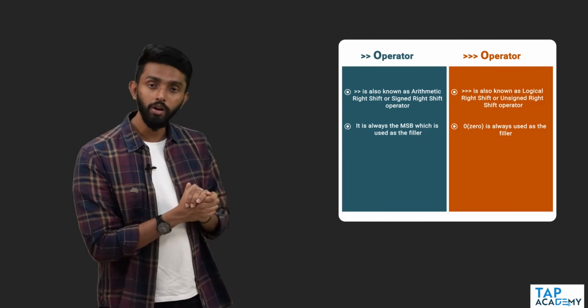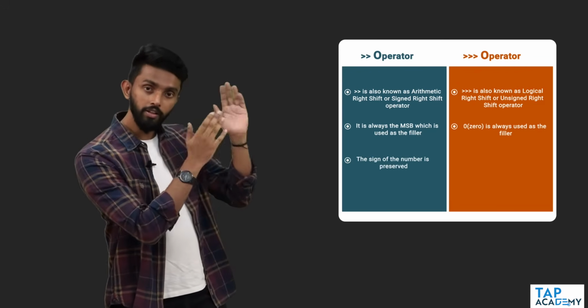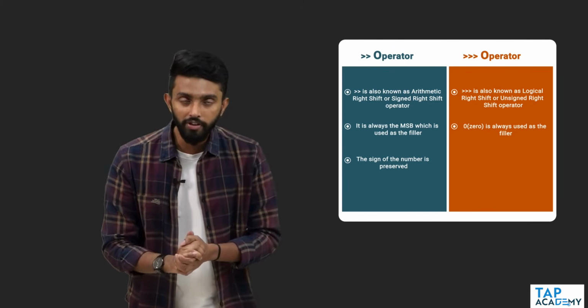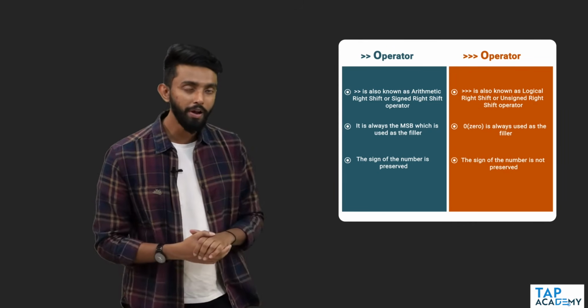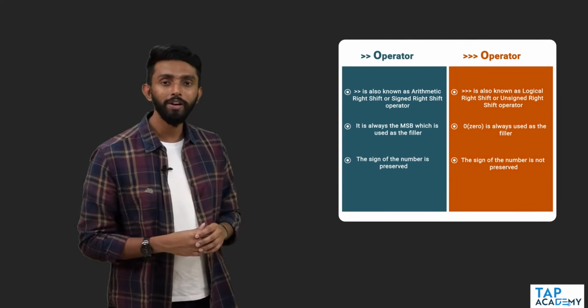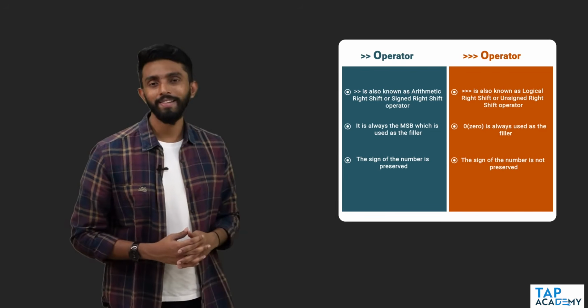When it comes to the third and final difference, in the normal right shift, the sign of the number is preserved, but in triple right shift, the sign is not preserved. And I hope I've demonstrated each of them and you've understood it clearly.